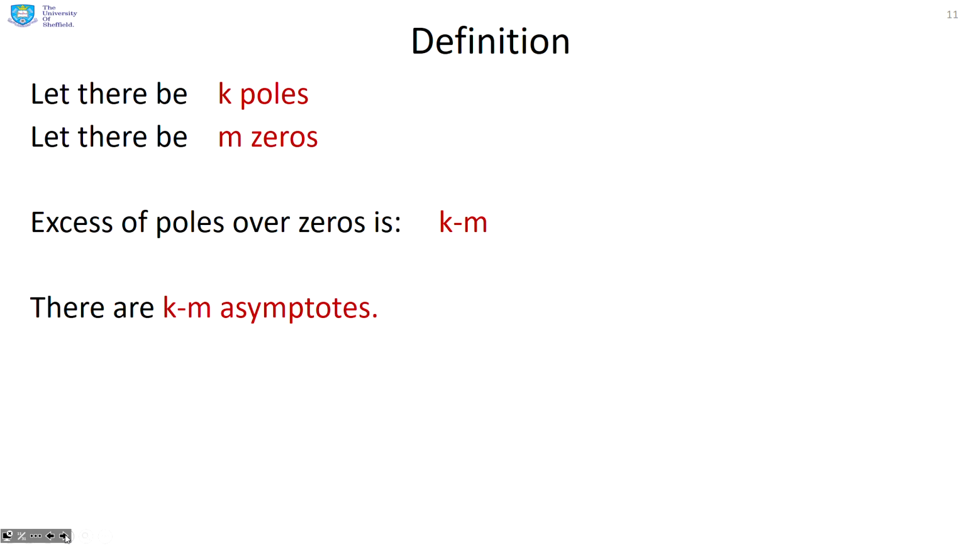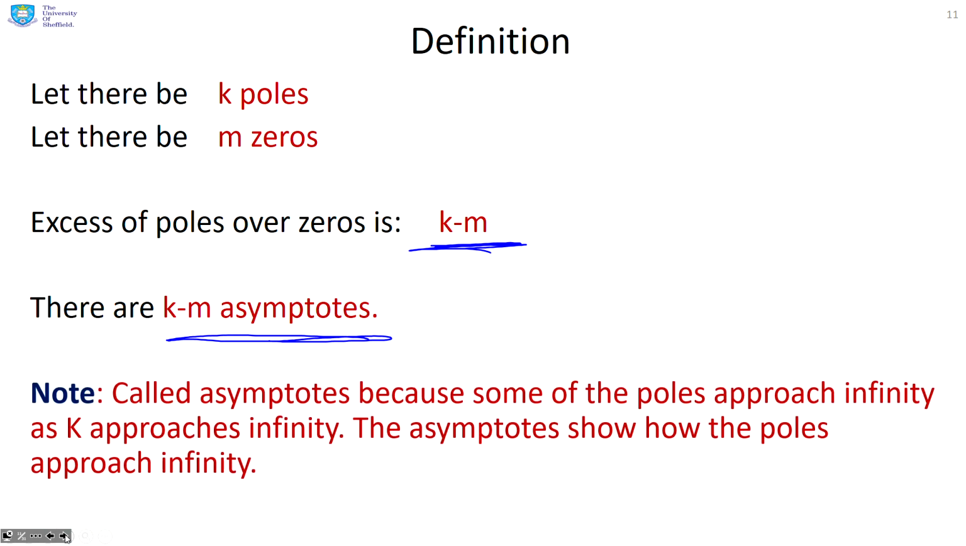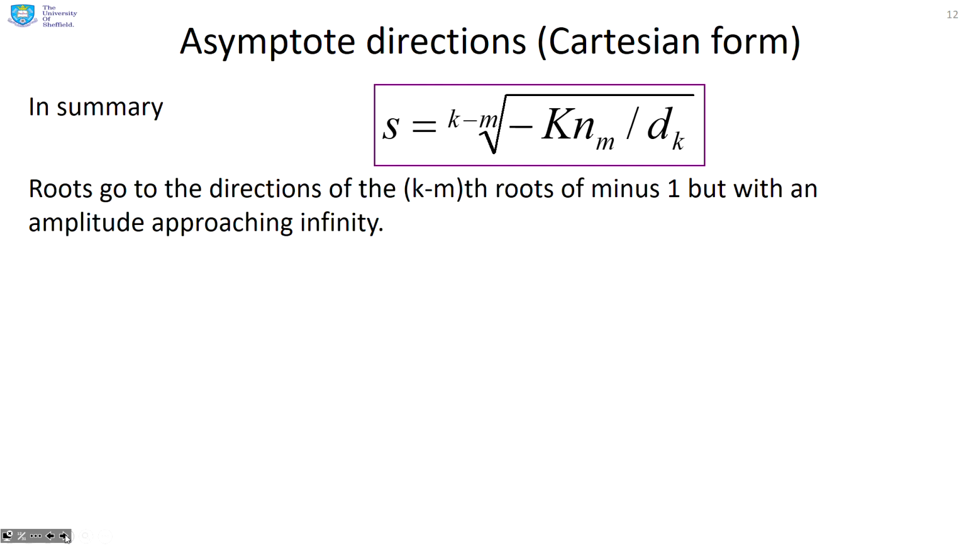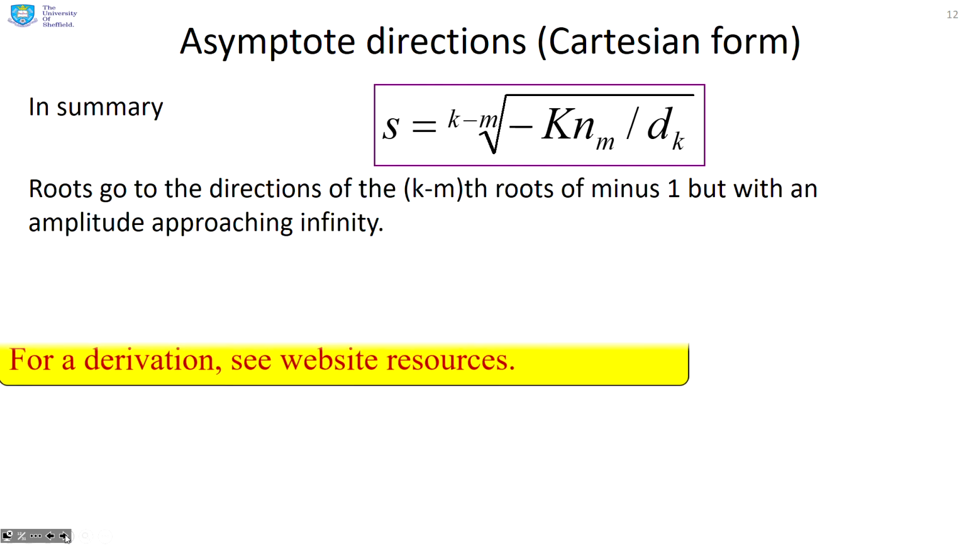So in more general terms, if there are k poles and m zeros, the excess of poles over zeros is k minus m, which means there are going to be k minus m asymptotes. The other m poles go to the open loop zeros. They're called asymptotes because some of the poles approach infinity as k approaches infinity, and the asymptotes show how the poles approach infinity. So, asymptote directions.